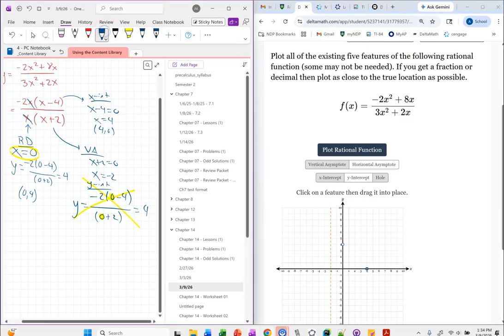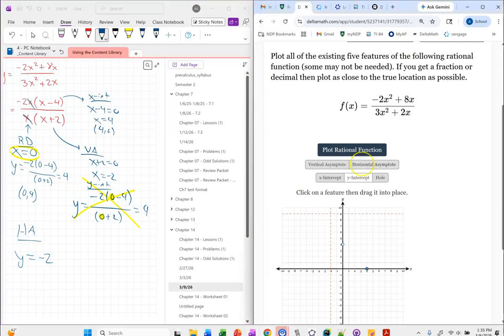The last thing is then a horizontal asymptote. To do that, I need to compare the degrees. Degree 1 over degree 1 means that I have a horizontal asymptote at y equals leading coefficient over leading coefficient, so -2 over 1.